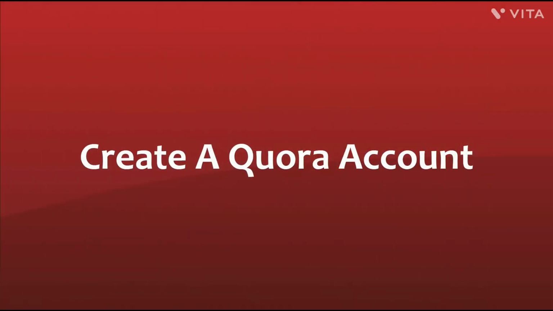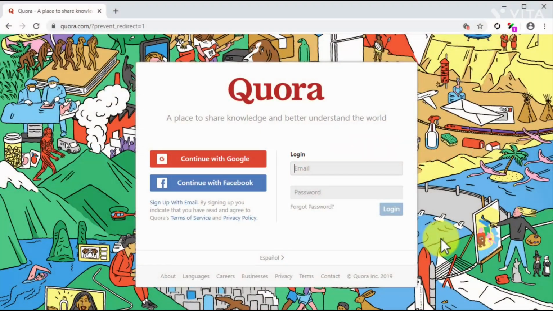Create a Quora account. Creating a Quora account is a fairly simple job. Start by visiting the Quora homepage at Quora.com. You will be prompted to log in or sign up. You can sign up using your Google account, your Facebook account, or your email address.